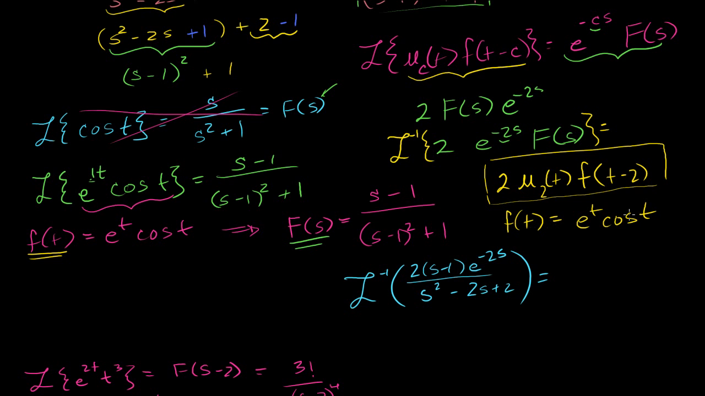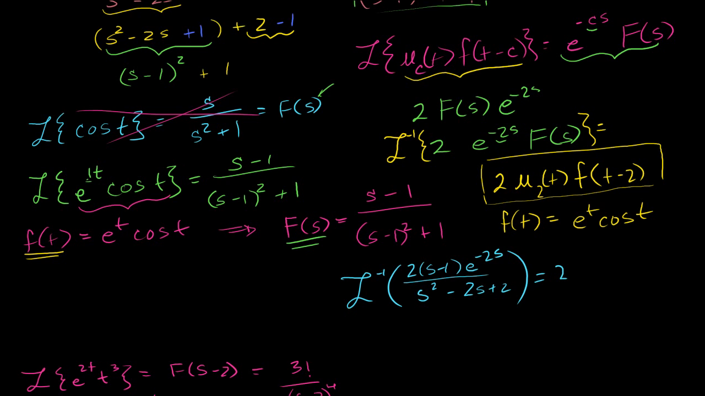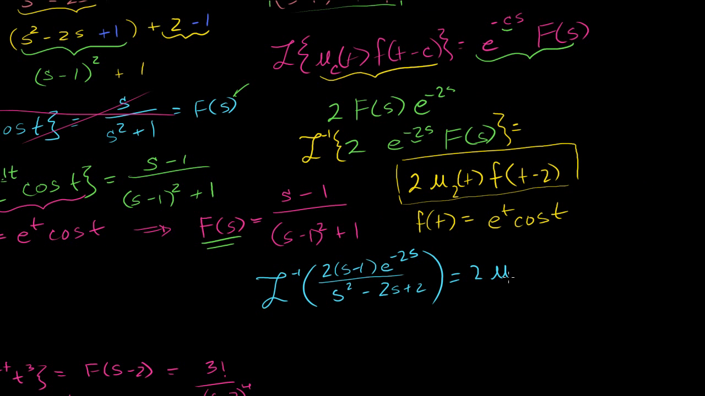where f of t is this, or we could just rewrite this as 2 times the unit step function starting at 2, that's when it becomes non-zero, of t, times f of t minus 2. f of t minus 2 is this with t being replaced by t minus 2. So it would be e to the t minus 2 cosine of t minus 2.